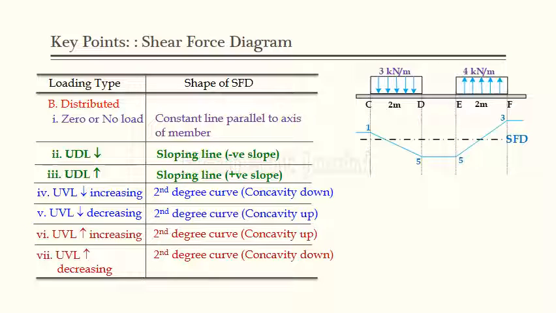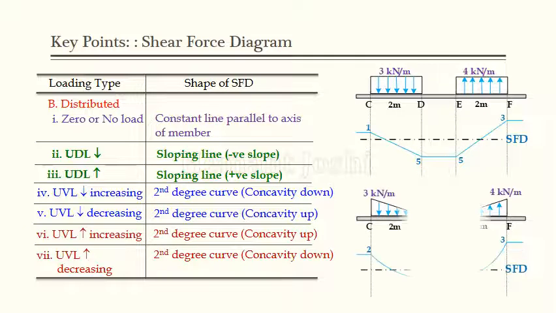Second part, whenever there is a UDL, UDL means constant load, that means W is something constant. And for a constant, the integration is X. So X means what? Inclined line. So the shear force diagram is an inclined line. The only point to understand is whether the inclined line goes down slope or up slope. It all depends upon the type of UDL. If the UDL is acting downward, the SFD is down slope, and if the UDL is acting upward, the SFD is up slope. Third point is when UVL is acting.